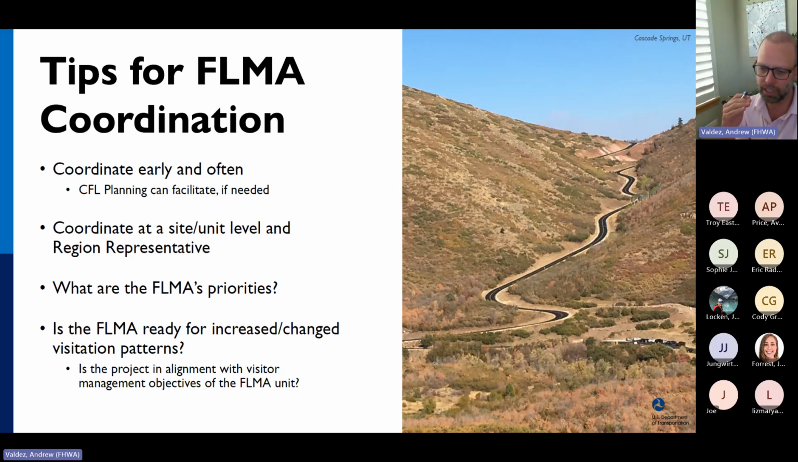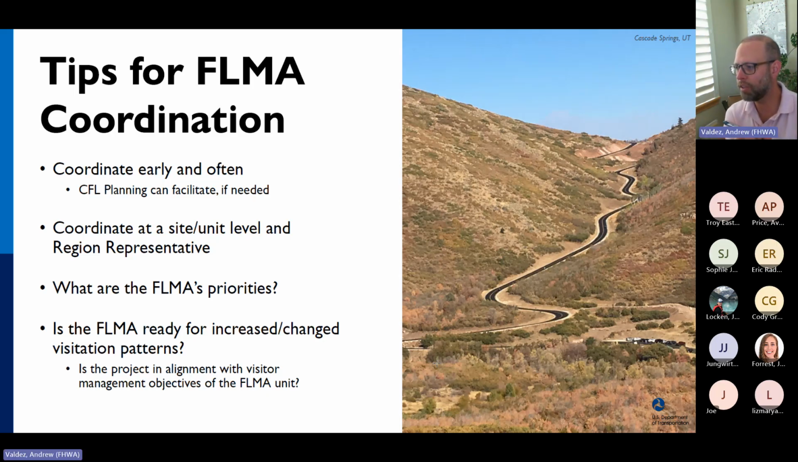You'll want to coordinate at the unit level, but also try and coordinate at the regional level. Regional folks are the ones that are going to have the best visibility on the FLTP side. And again, we can make those introductions and facilitate those conversations if needed.